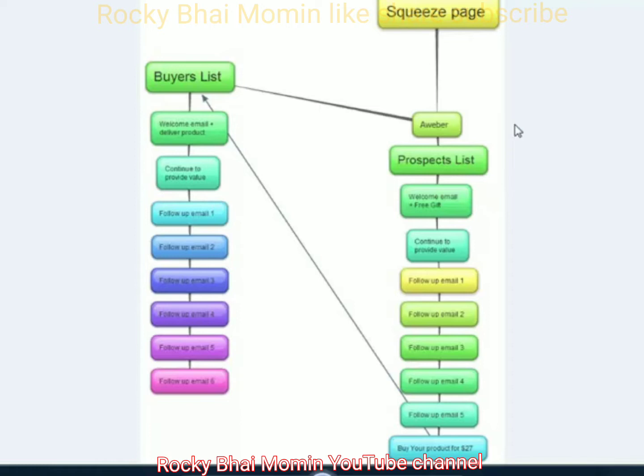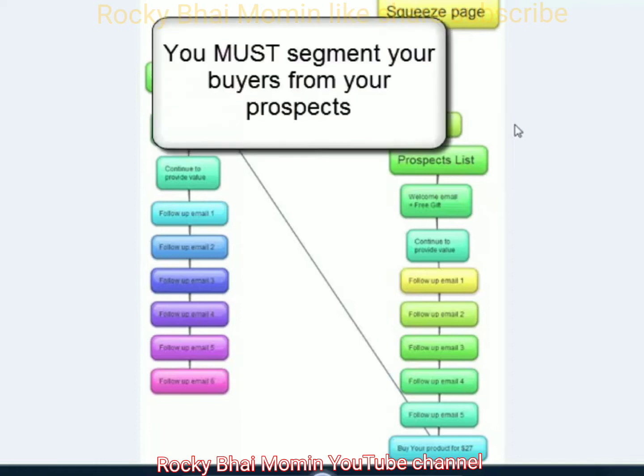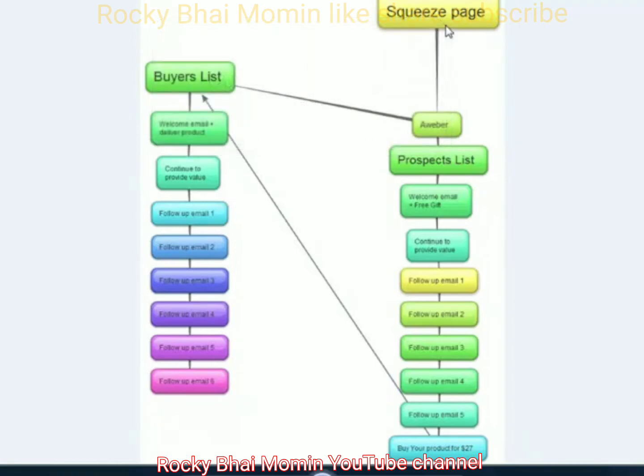The next thing we're going to discuss is you must segment your buyers from your prospects. So as you can see here, people opt into your list, they come through to Aweber, they're now on your prospects list. You give them the free gift, the free email course, or the free video course, free ebooks, whatever they've signed up to get. Then you continue to provide value, and then you follow up with them in your emails.